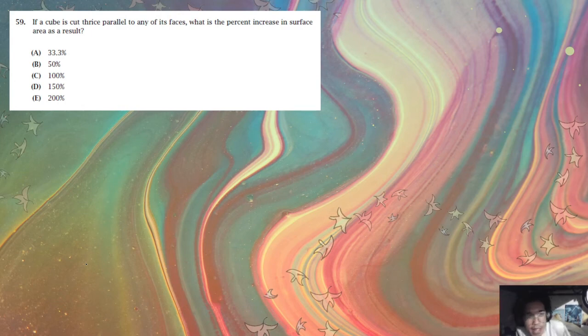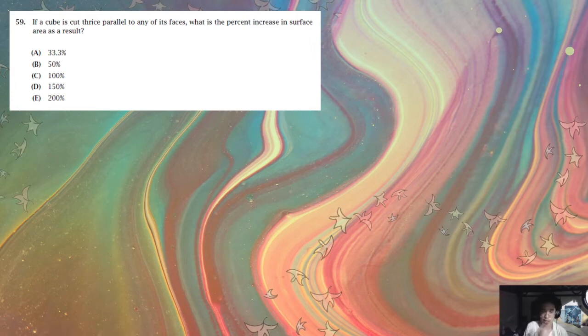Hey, welcome back to our solving part for the sixth and seventh lesson in our geometry subject. We have the surface area and volume of 3D figures. Okay, so we have this problem. If a cube is cut thrice parallel to any of its faces, what is the percent increase in the surface area as a result?